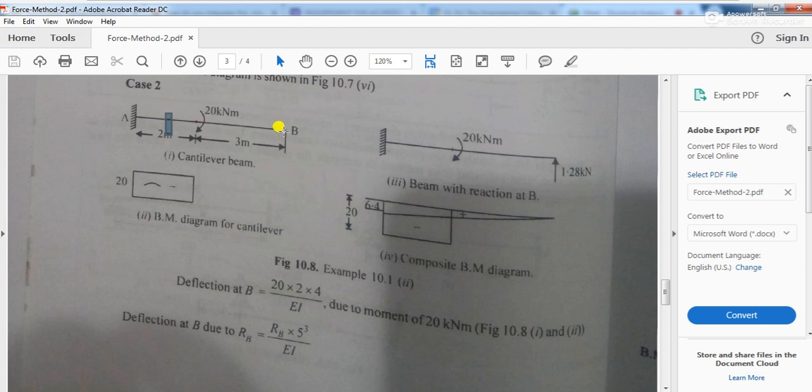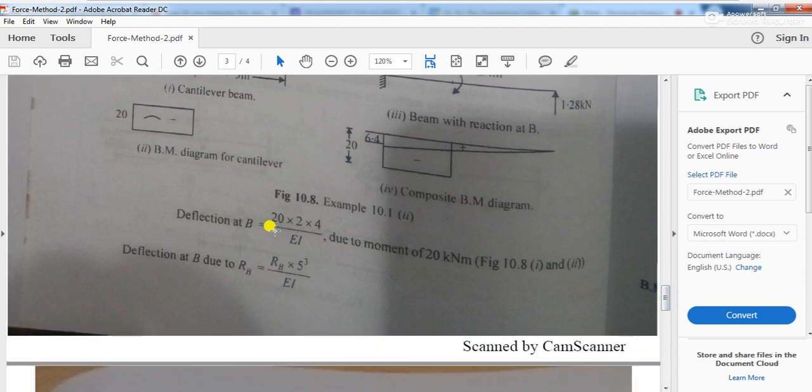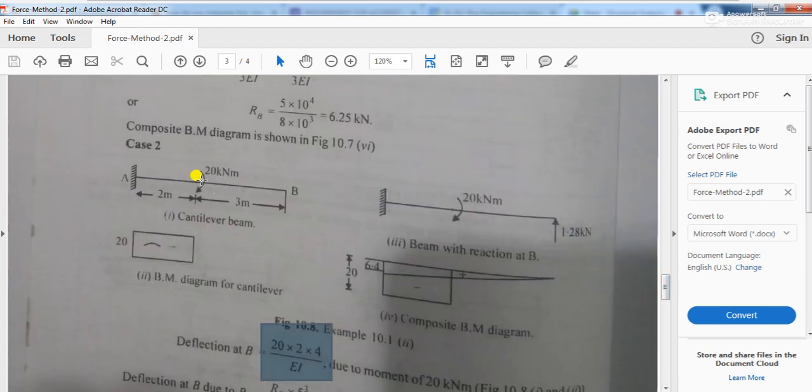So how much will be the lever arm of this? 3 meter plus from here to here it is 1 meter. So 3 plus 1, 4 meter. That's why deflection at B, using moment area theorem, you will be able to get it. 20 by EI into 2, which is the area of the moment diagram, multiplied by the distance of the lever arm. So that is 4 meter. You understand why it is 4 meter? So once you have found out this deflection at B, what is this deflection? This deflection is the deflection of the primary structure because of the external load acting on the structure.